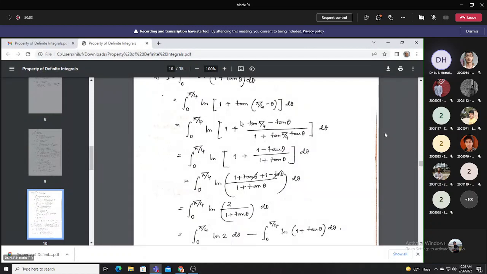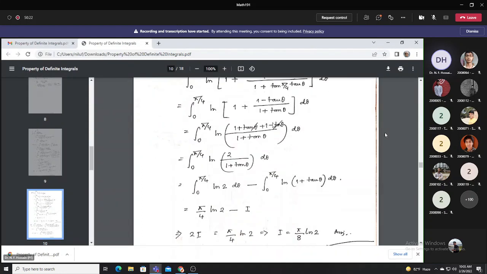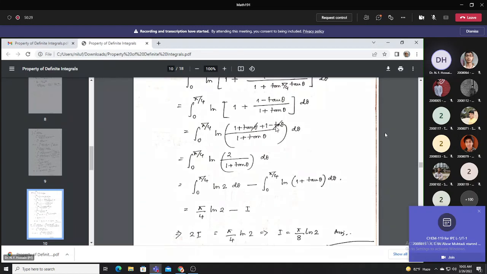So if you use this formula, it will be ln of 1 plus tan pi by 4 minus tan theta divided by 1 plus tan pi by 4 into tan theta. And tan pi by 4 is 1. So it will be 1 plus 1 minus tan theta divided by 1 plus tan theta. Then do this addition. Your LCM will be 1 plus tan theta. Here comes 1 plus tan theta, and then 1 minus tan theta. So tan theta cancels out. It is 2 by 1 plus tan theta. Ln of 2 by 1 plus tan theta.